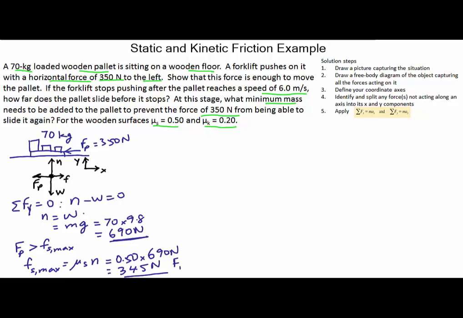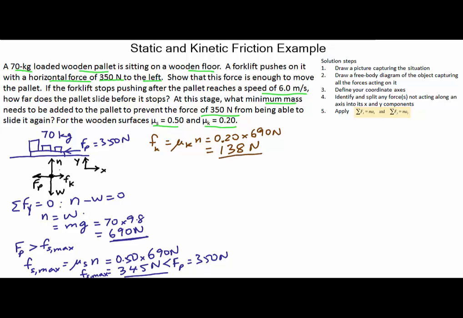And since our Fp is 350 Newton, we have shown that that's greater than the 345 Newton maximum frictional force. So we have shown that the object will slide. So we're done with that first part. And now that we've shown that it's actually moving, we can go back to this free body diagram and show that we're dealing with a kinetic frictional force. We know that kinetic frictional force Fk is nothing but mu k times N, and so that's 0.20 times 690 Newton, and that gives us a value of 138 Newton.